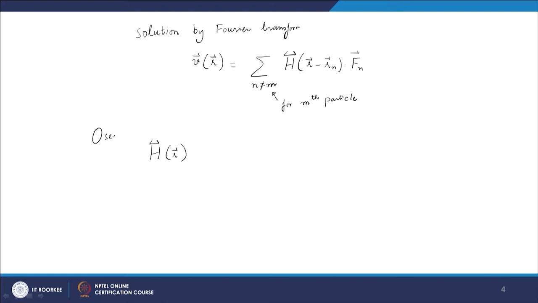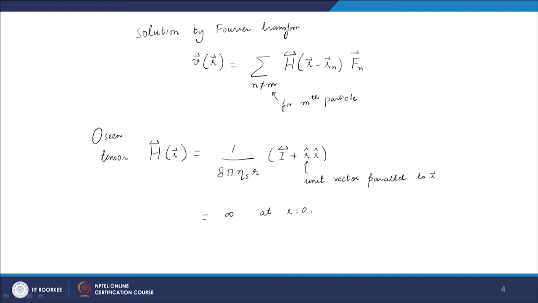So this H is referred to as the Oseen tensor, which is given by the relation 1 by 8 pi eta s r, the identity matrix, plus r cap, where r cap is a unit vector parallel to r. Okay. Of course, this is equal to infinity at r equal to 0, because the denominator has an r in there. Okay.